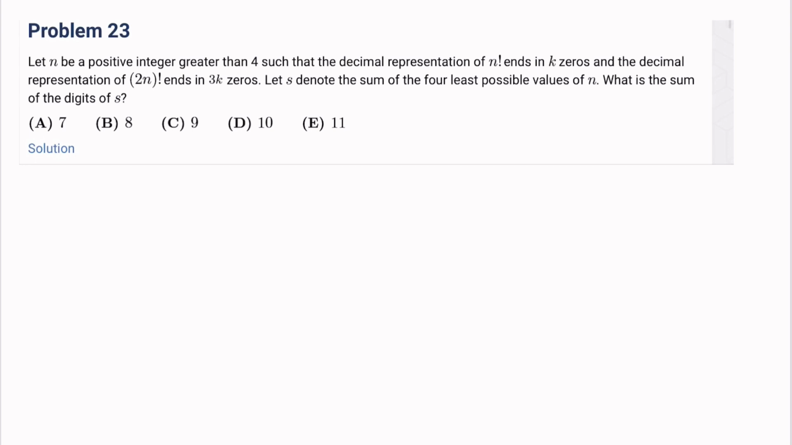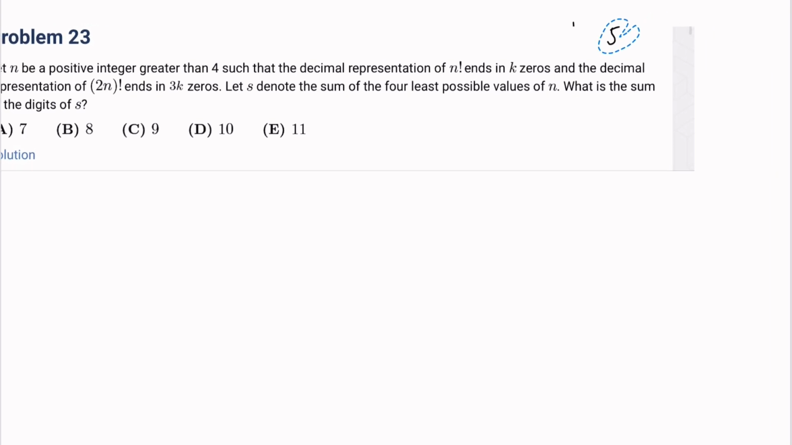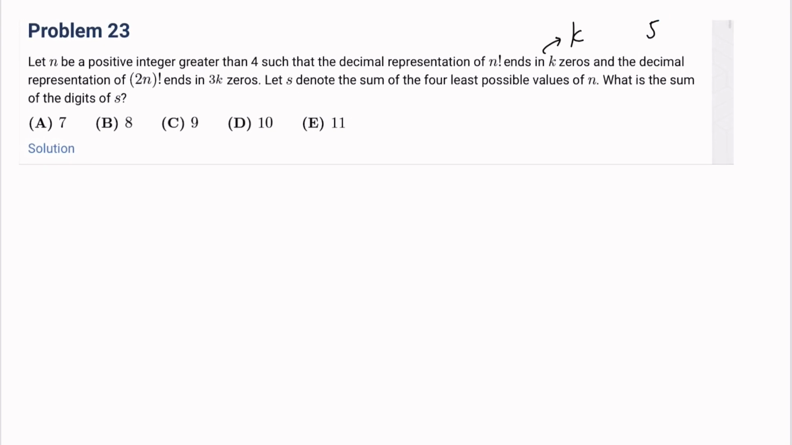Okay, so first of all, the decimal representation of n factorial has to end in k zeros, but then if something ends in k zeros, then that means there are k combinations of 2's and 5's, right? But since 2's are basically everywhere, they're in every even number, it just means that there are k 5's in n factorial.